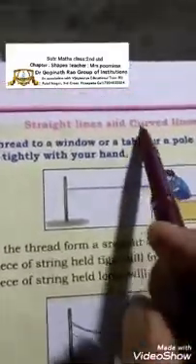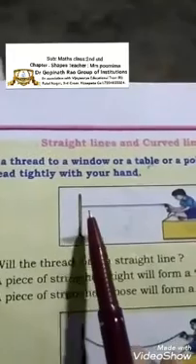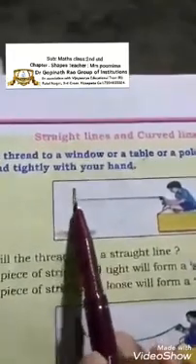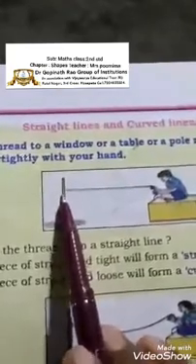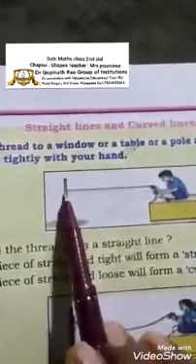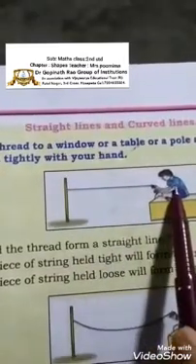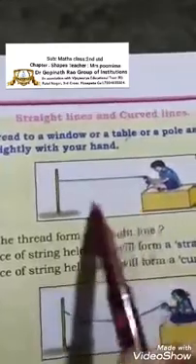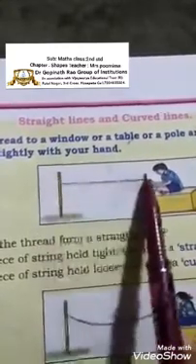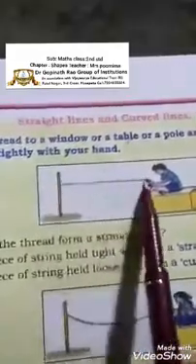See, we are going to learn about the straight lines and curved lines. Straight line means, see here we have one example. You can also try that by tying a rope or a thread to the window and holding it tightly. As the boy is holding here, you can hold it tightly. You find this line as a straight line. This is called straight line.